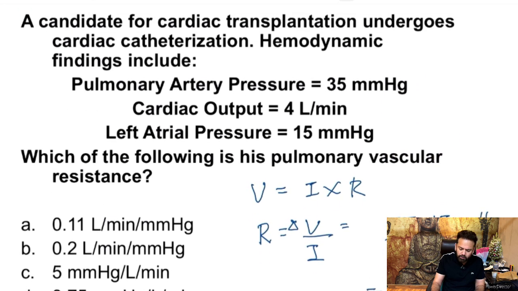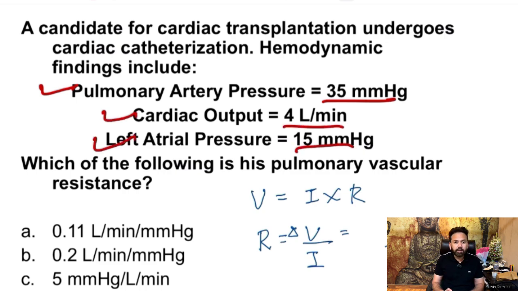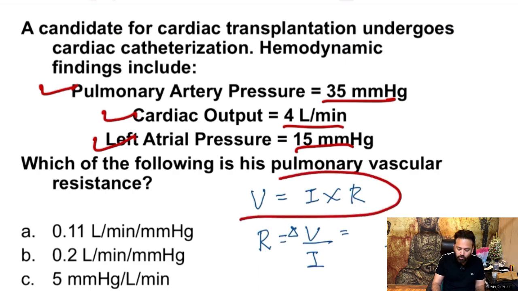Now once again, this is very simple. A candidate for cardiac transplantation undergoes catheterization. Pulmonary artery pressure is 35 mmHg. Cardiac output is 4 liter per minute. Left atrial pressure is 15. What is the resistance? It is the same old Ohm's law. You remember Ohm's law? V is equal to IR. Ohm's law: R is equal to V by I.